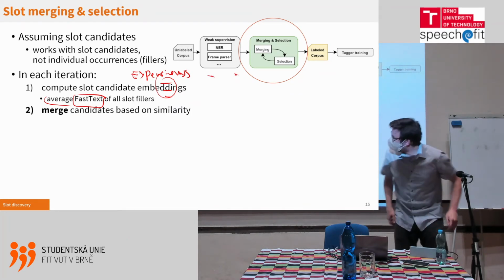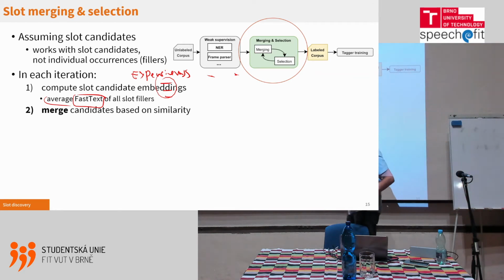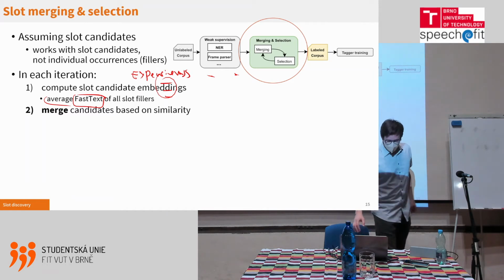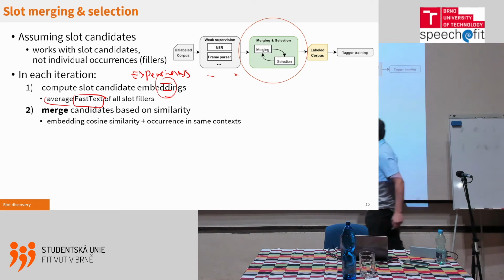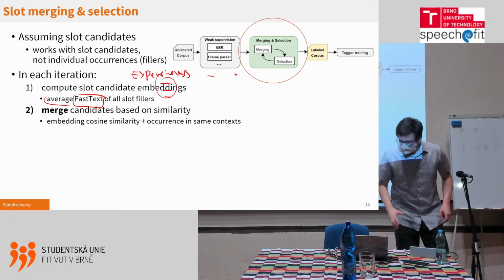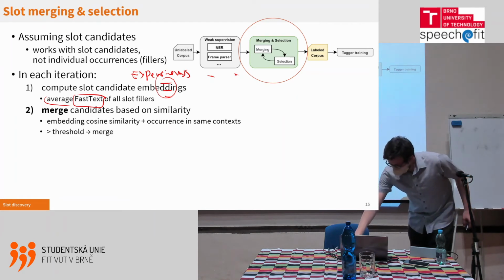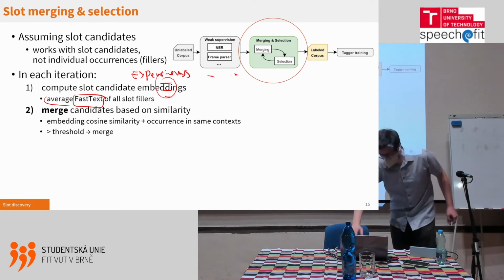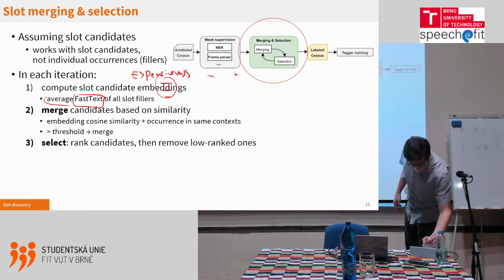And then if the candidates have very high similarity of those embeddings, which is just cosine similarity, and also based on where they occur, so which verbs they occur with, basically, we just merge those that are very similar. There's a threshold that has been tuned, and if they're over that, we just merge. So that's the merging.